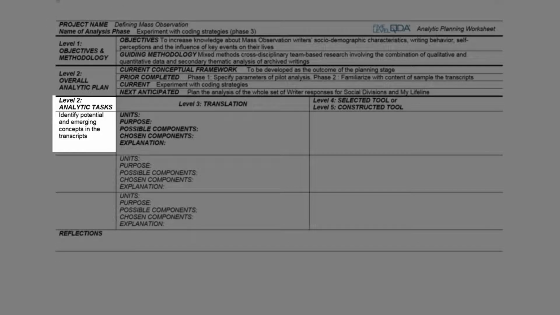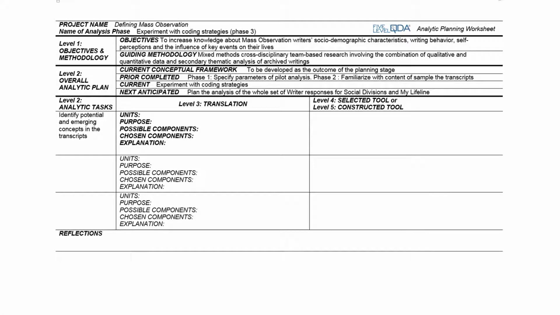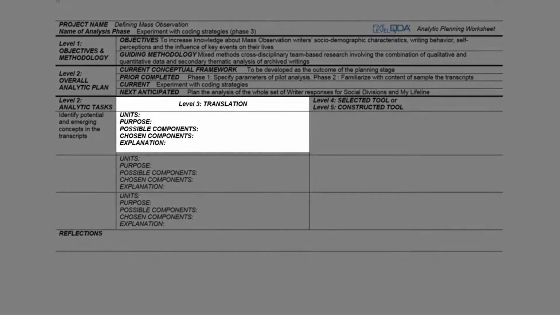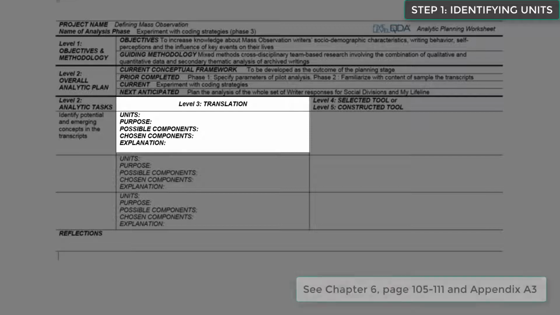And now we're ready to move to the right and fill out the next area. This area of the worksheet is where translation happens, and it contains 5 headings to help go through the first 4 steps of translation. As you know from Chapter 6, the first step of translation is to identify the units in the task. There's lots of discussion and examples in that chapter about the importance of units, and we distinguish between different types of unit just to help you think them through for the purposes of translation.